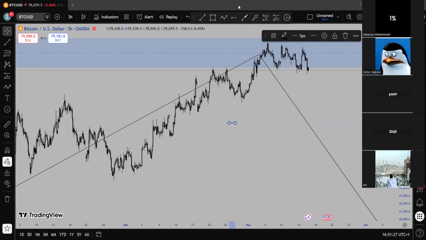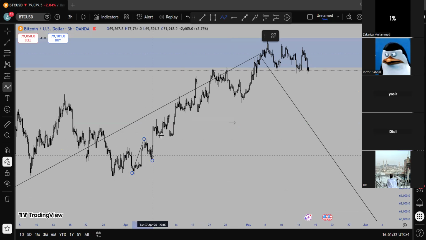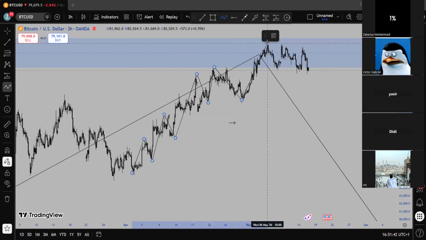So we know that to read this structure, we have higher highs, higher lows, higher highs, higher lows, higher highs, higher lows, higher high, higher low. This is our last low that caused this break of structure. We get a higher high.